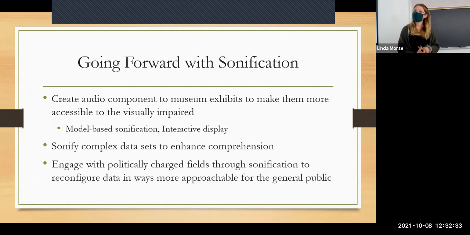And then the last one is kind of what I would like to do with my insulation data set when it comes to highlighting climate change: engage with politically charged fields through sonification to reconfigure data in ways that are more approachable for the general public.